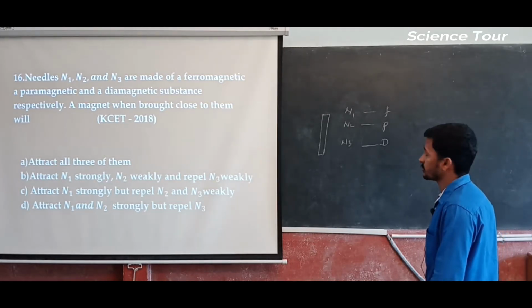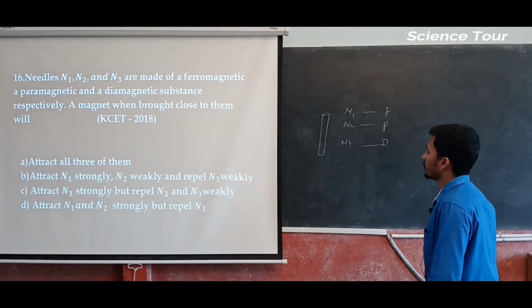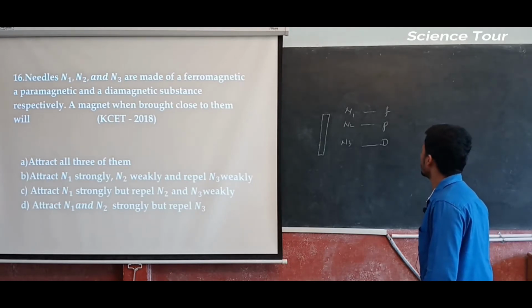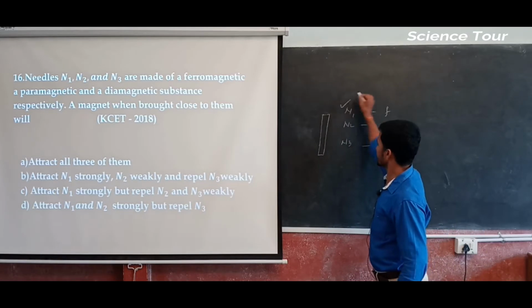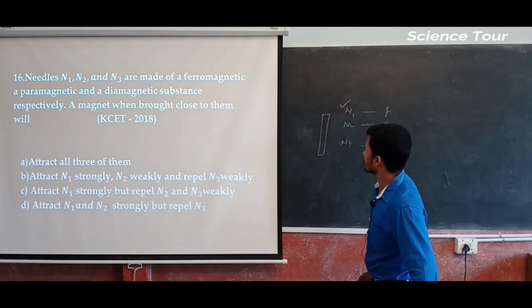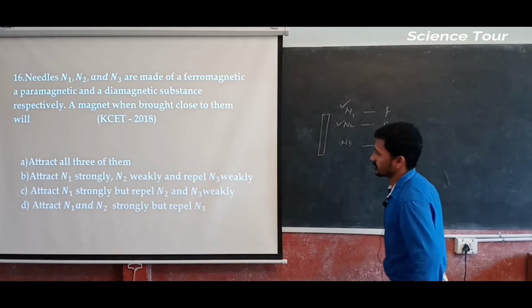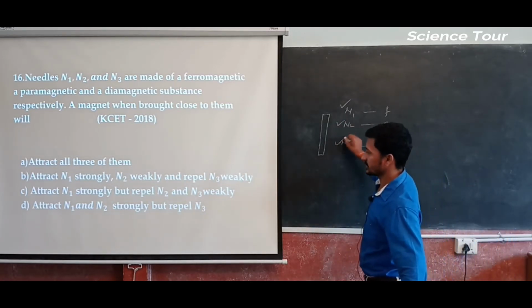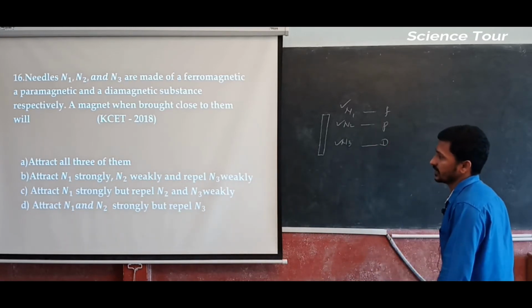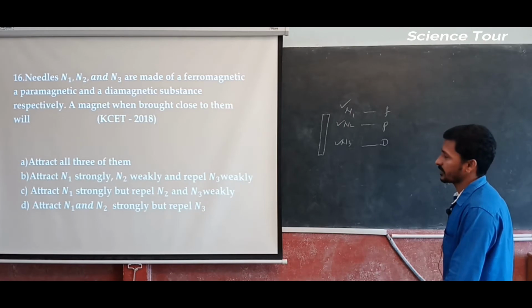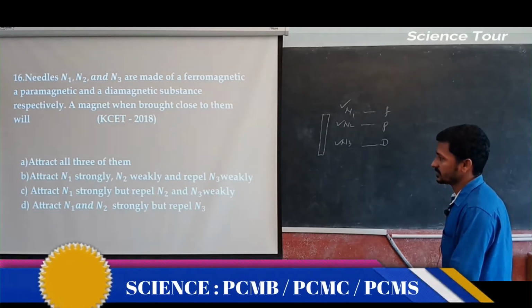No, it's not going to happen because not all are ferromagnetic. Attract N1 strongly, yes, seems right. N2 weakly, yes, that is also correct. And repel N3 weakly, that is right, isn't it? Next, let's see the third and fourth options, what actually they have given. Attract N1 strongly, yes, but repel N2, no.